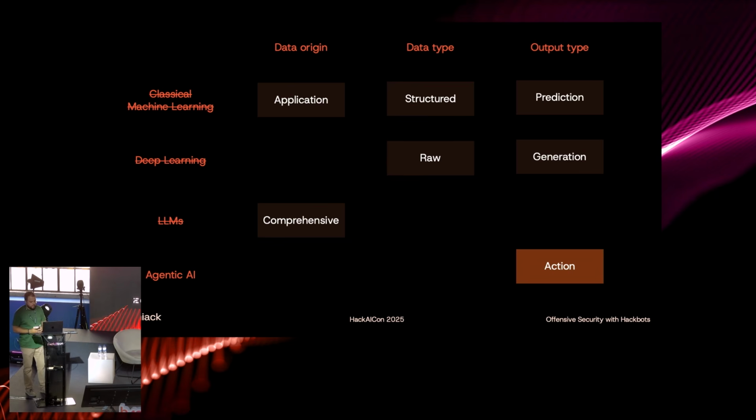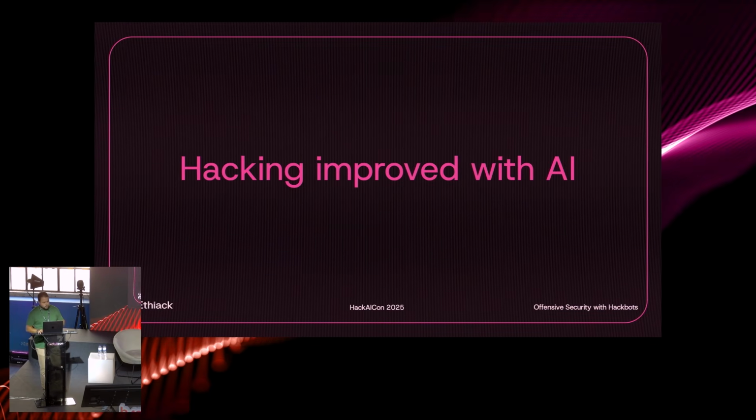So these systems can now plan and execute tasks, and they can actively probe systems, adapt their strategies based on results, and operate with a level of autonomy that we can perceive, and that also opens possibilities for ethical hacking. So how can AI be used to improve hacking?